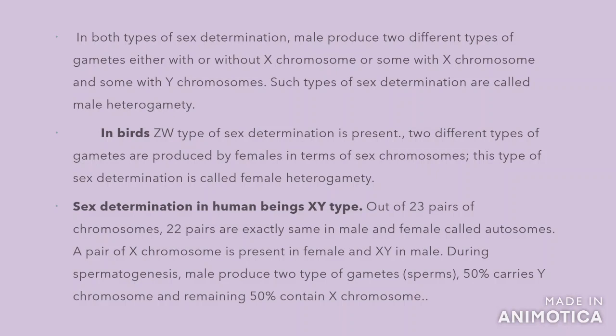In birds, ZW type of sex determination is present. Two different types of gametes are produced by females in terms of sex chromosomes. This type of sex determination is called female heterogamety.